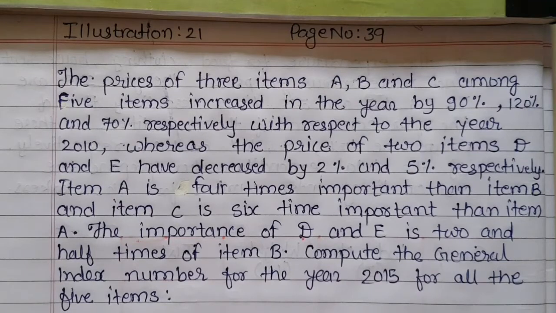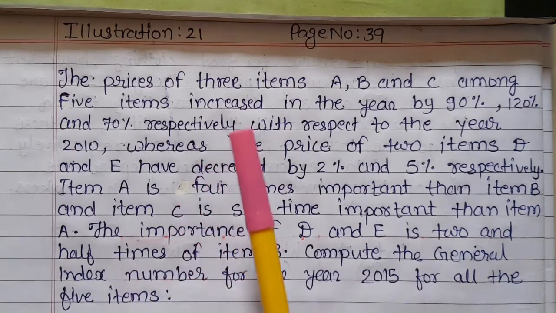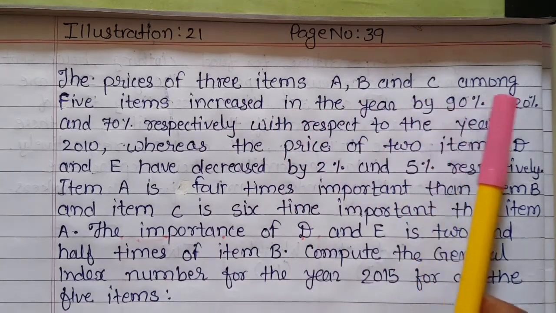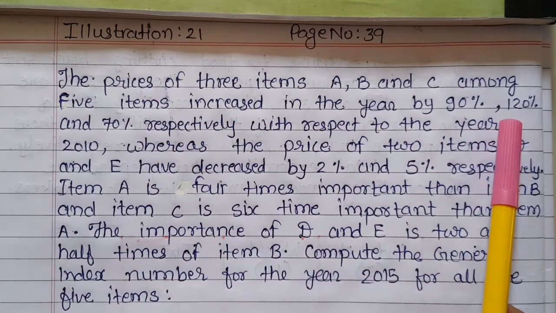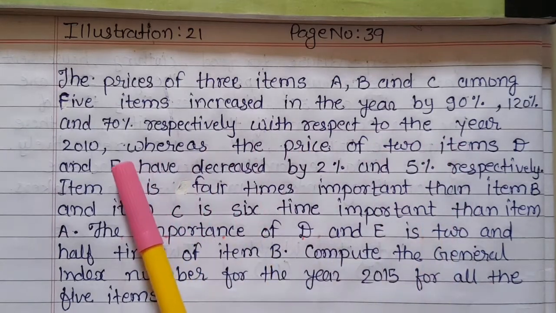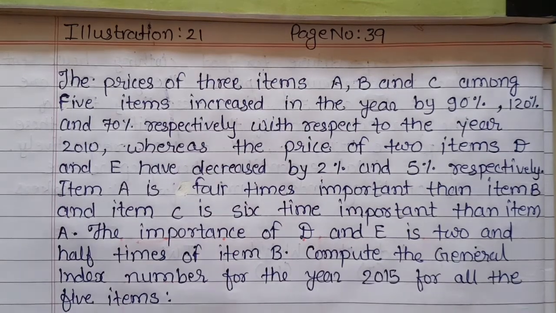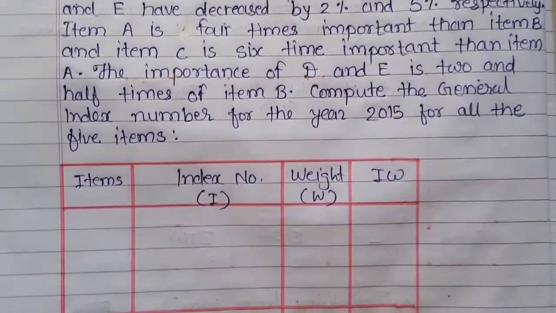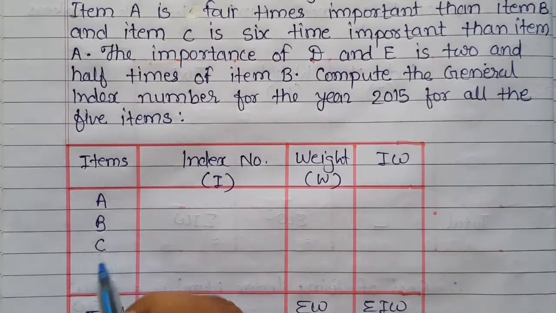So friends, take out your textbook and open page number 39. On illustration 21, I have written this question here. The prices of 3 items A, B and C among 5 items increased in the year by 90%, 120% and 70% respectively with respect to the year 2010. So friends, they have given us a total of 5 items. Among them 3 items are A, B and C. I write here A, B and C.